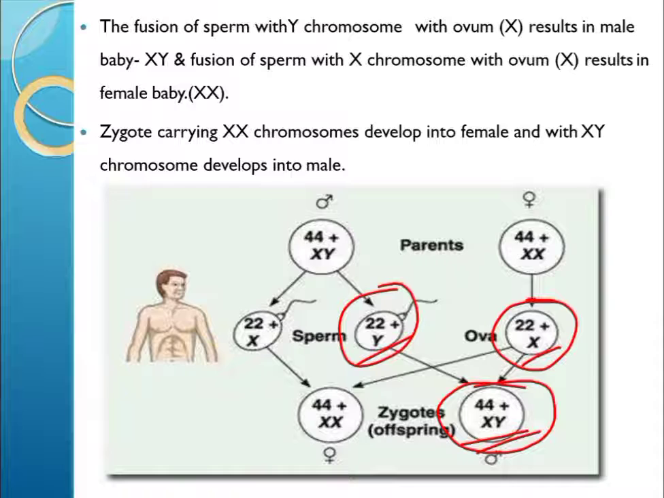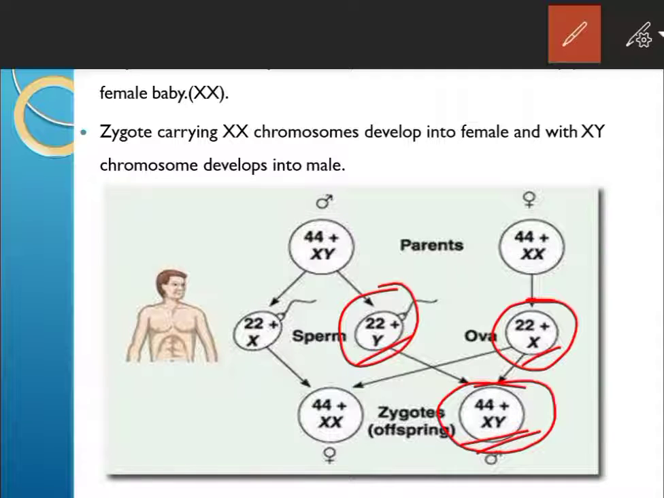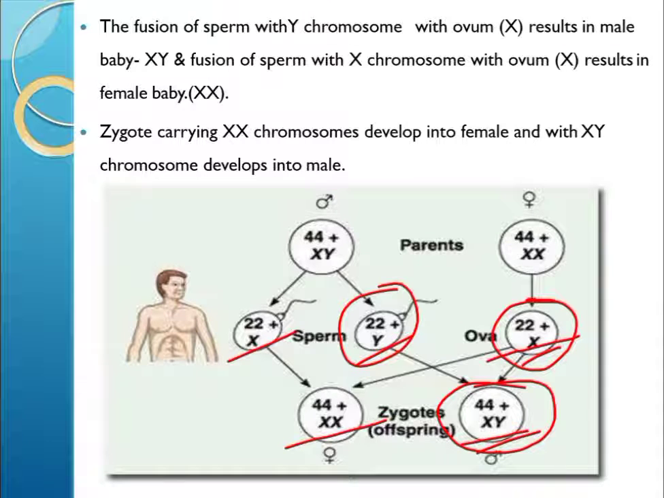and fusion of sperm with X chromosome with ovum that has X chromosome results in female baby, that is XX chromosome. Again you can see here, this is the sperm containing the X chromosome, and when that sperm fuses with the ovum containing X chromosome, it results in formation of the zygote that has XX chromosomes. So that will result in formation of the female baby. Right? Zygote carrying XX chromosomes develops into female, and with XY chromosomes develops into male.